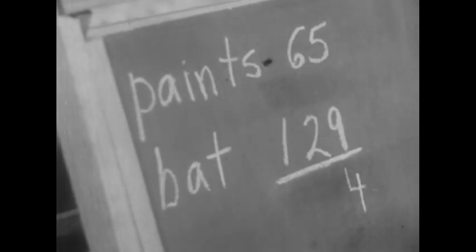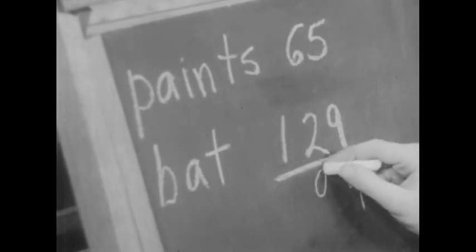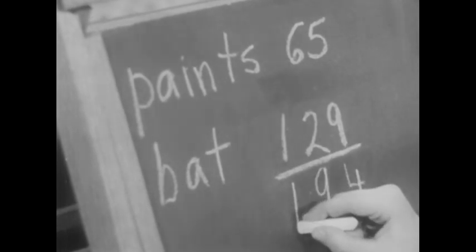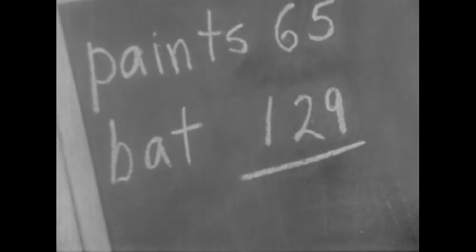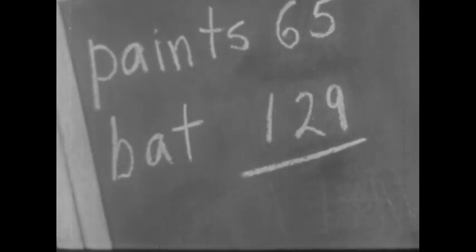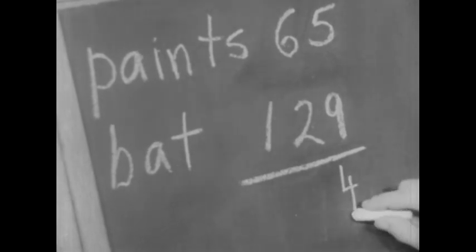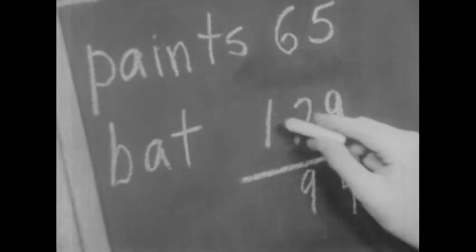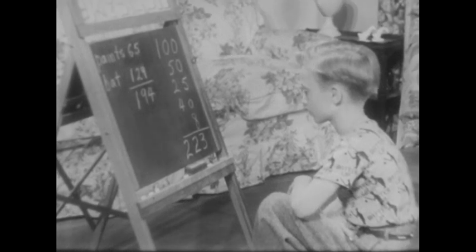4 belongs in the units place. 9 in the tens place. And 1 in the hundreds place. What is the answer? And how do we check our adding? That's right. Add from the bottom up. $194, just what we found adding the other way.